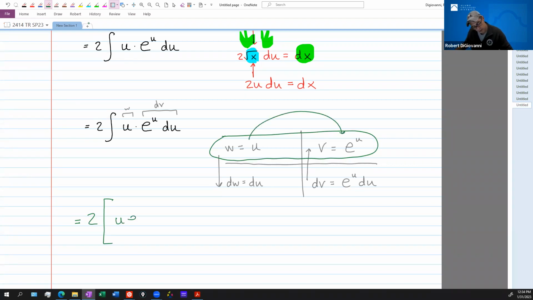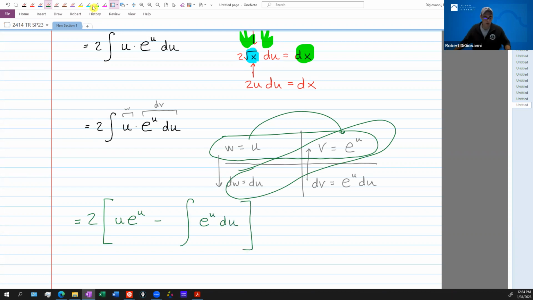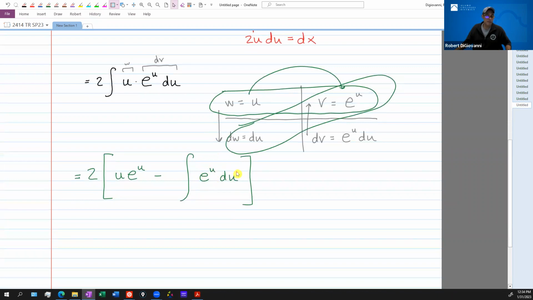So u e to the u minus the integral. Now I'm multiplying these two together. There's no constant that comes out there. So all I have there is e to the u du. And that is an integral that I have no problems with. The antiderivative of e to the u will be itself again.